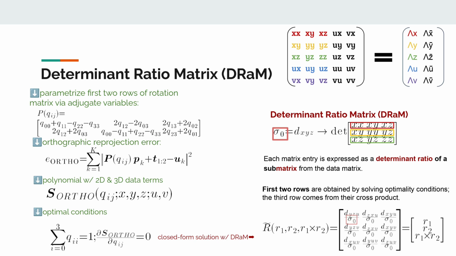For further details, we invite the audience to refer to our paper or to Andrew Hansen's original derivation. This gives us the first 2 rows of the optimal rotation. The 3rd row is obtained as their cross product, and together they form our estimated rotation, R tilde. Each entry of this matrix is expressed as a determinant ratio of a submatrix of the data matrix we introduced on the previous slide, which is shown again here at the top right corner.